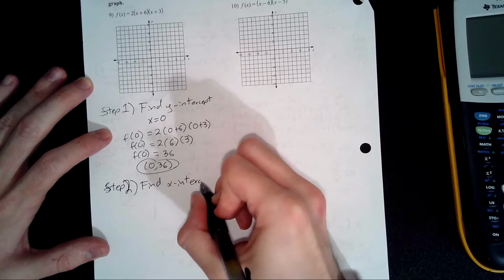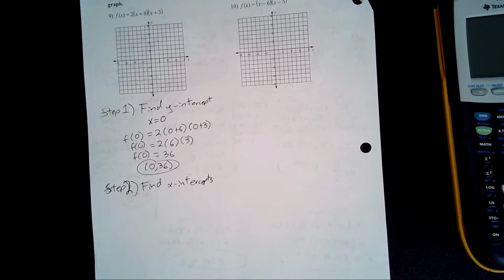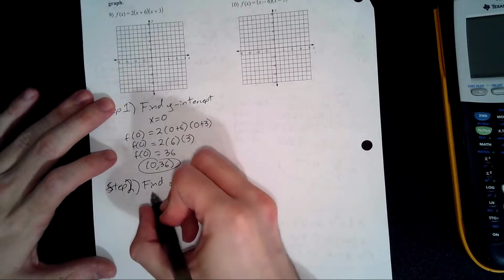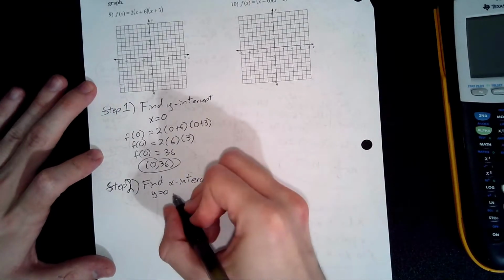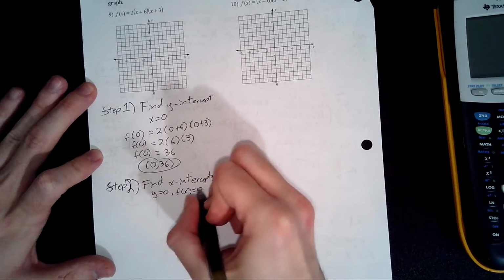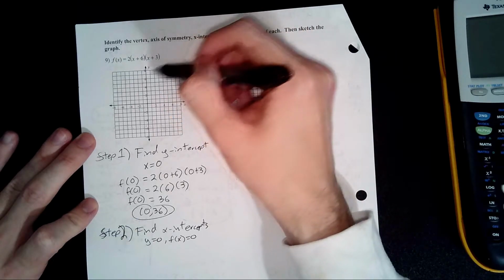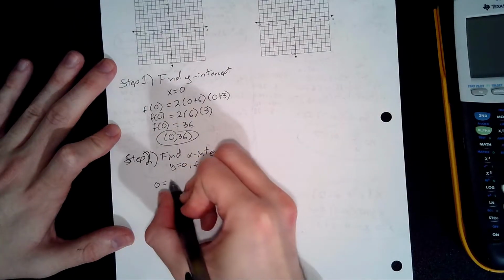When I say x-intercepts, it's possible to have 0, 1, or 2 intercepts. On our test right now, we're only going to have 1 or 2. We're not going to do the 0 ones for a while, but we're going to go ahead and find those x-intercepts. This means that y equals 0, which means the same thing as f of x equals 0. So we're just going to take the original function up here and set it equal to 0.